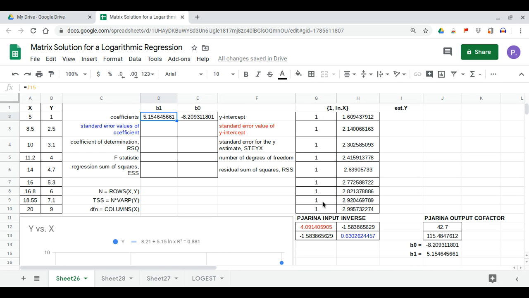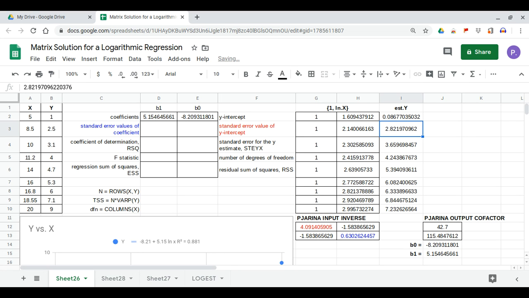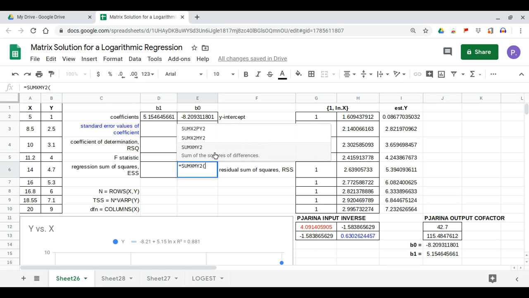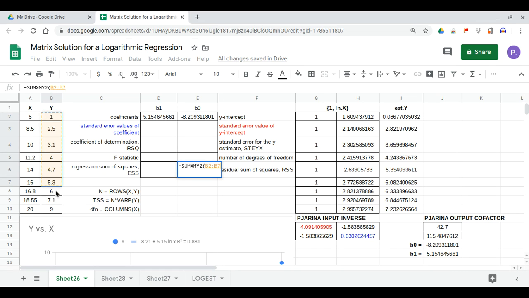Now we can calculate the estimated y, or the y hat, using this matrix, the 1, ln x matrix, and the coefficient matrix. So here we have the y hat values, or estimated y. We can now calculate the residual sum of squares, RSS, which is the sum of squares of the differences of y and y hat.